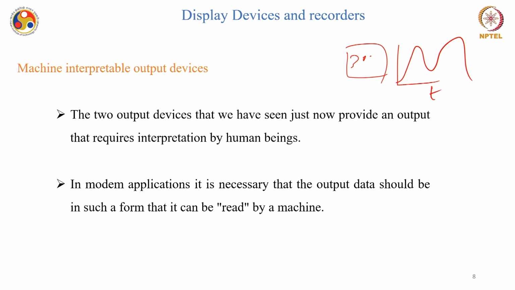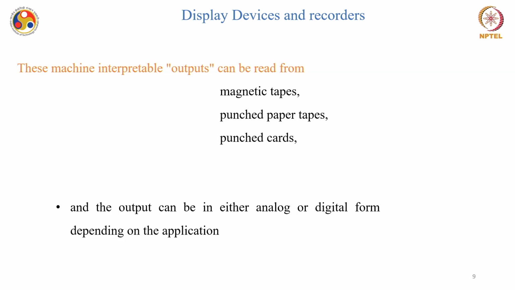But for example, if you want to feed it or you want to read it continuously, you may require some machines to interpret the data, and in modern applications it is necessary that the output data should be in such a form that it can be read by certain machines. This machine interpretable output can be read from several instruments, like, in the older generation, magnetic tapes and other kinds of tapes like punched paper tapes, punched cards and so on.